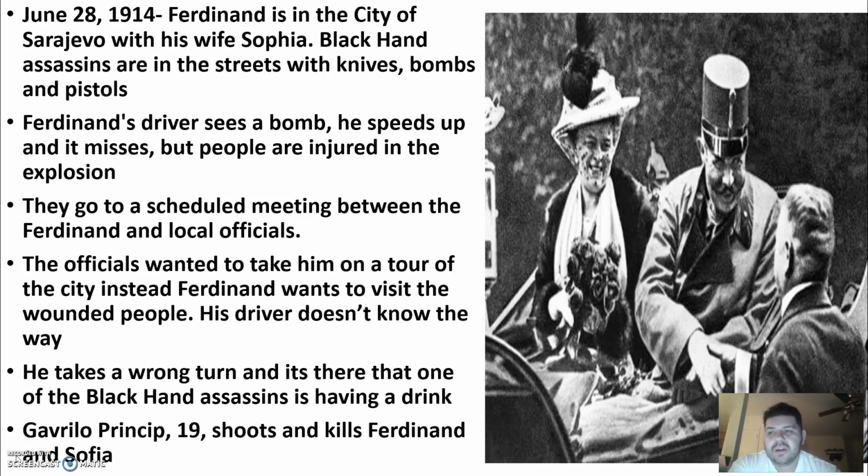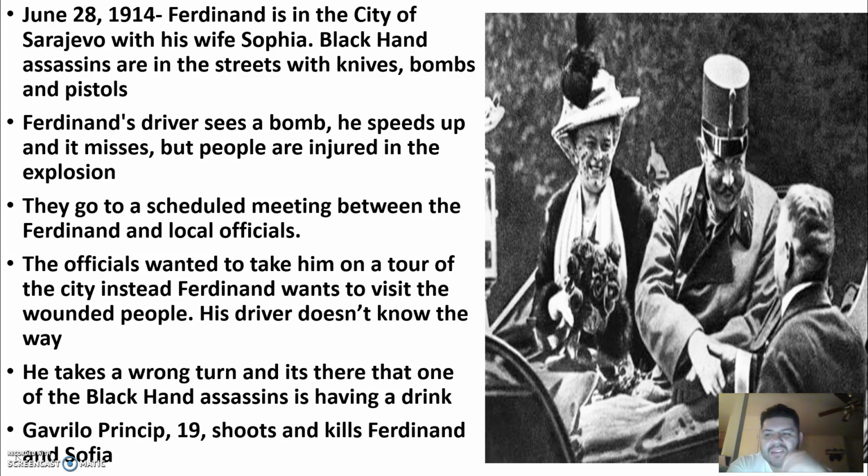All right. Now, on June 28th, 1914, Ferdinand is in the city of Sarajevo. Now, he's with his wife, Sophia. And the thing is, the Black Hand assassins are basically scattered in the streets. Some have knives, some have bombs, some have pistols. And the thing is, they're in their car, right? They're driving along, the chauffeur is driving them.